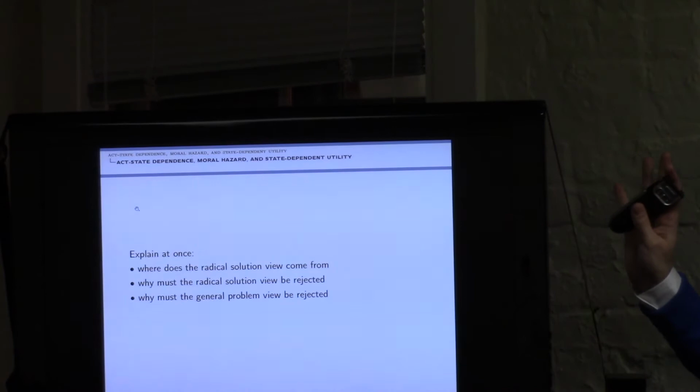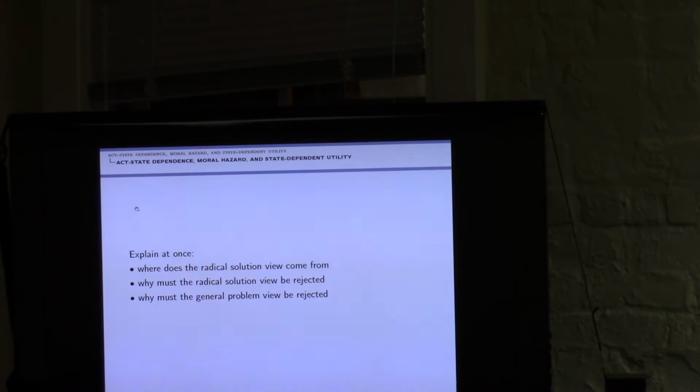Now, what I'm going to do now is very simple. I'm going to explain to you where this radical solution view comes from. What is this funny link between moral hazard and state-dependent utility? Sounds conceptually very bizarre at first. And once we figure this out, it will follow almost immediately, using the tools from the first part of the talk, that we must reject those two views that are presently dominant in the literature, namely, reject this radical solution view and reject the general problem view. They are two sides of the same coin, as we'll see.